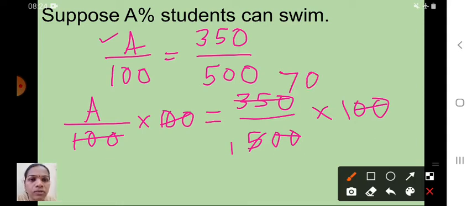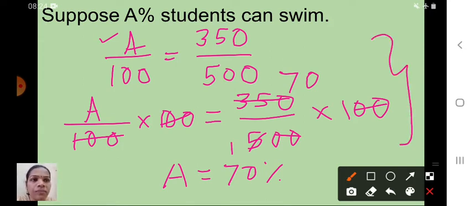So A is equal to what? Yes, A is equal to 70%. That means 70% of the students can swim. Okay, children, I hope you understood this calculation. Yes, children, please write this calculation in your notebook.